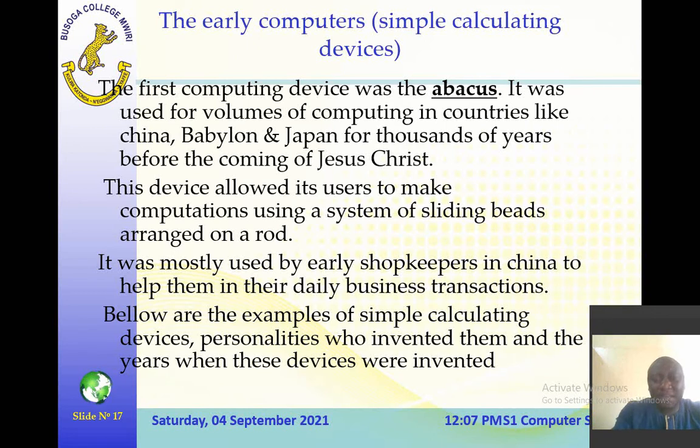So below are the examples of simple calculating devices. Of course, we shall look at the personalities who invented them, and also the years when these devices were invented. This part is very important. The examples of the calculating devices, don't cram them but understand them. Note the personalities who invented them, and then the years when these devices were actually invented.